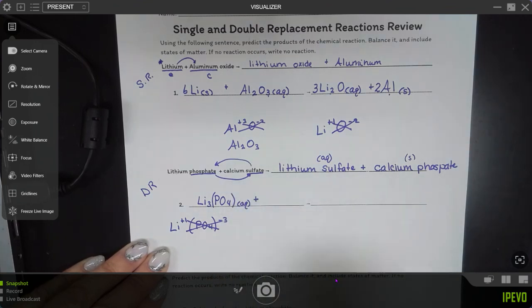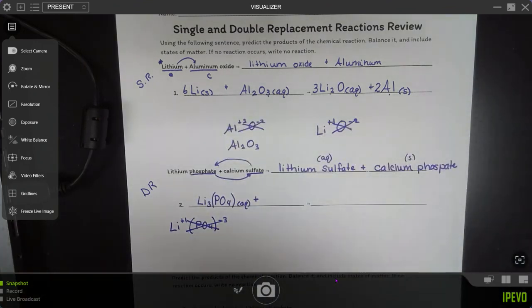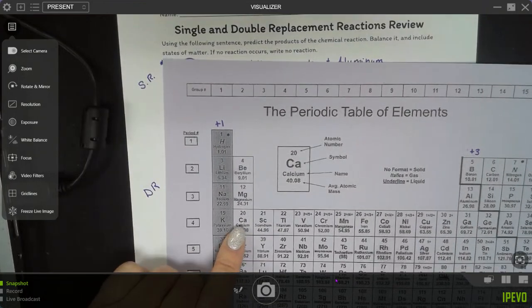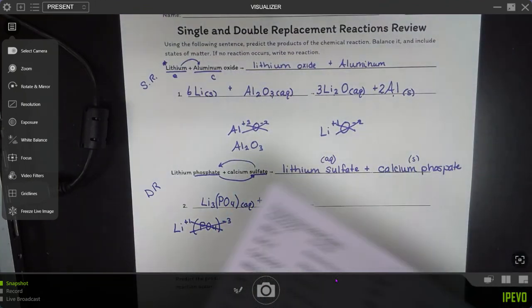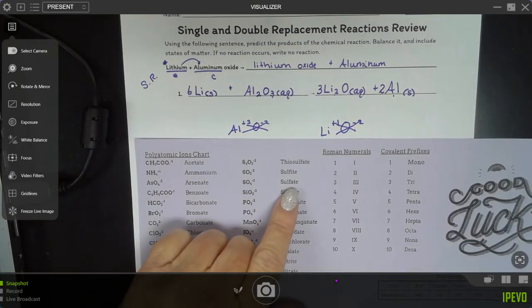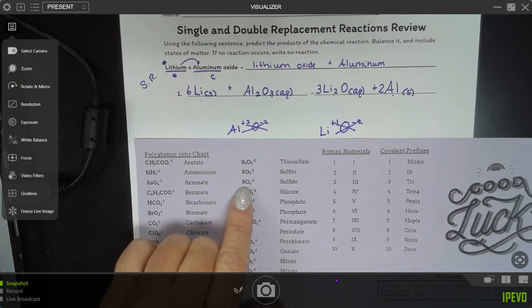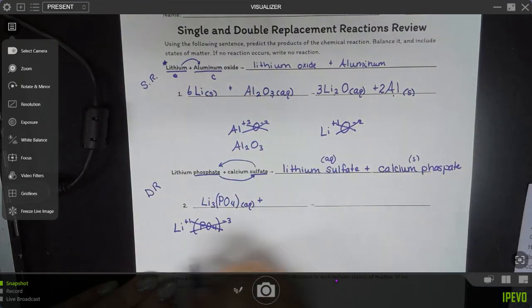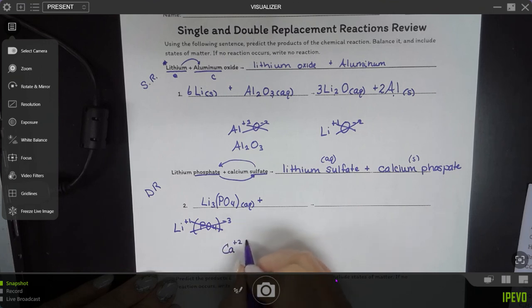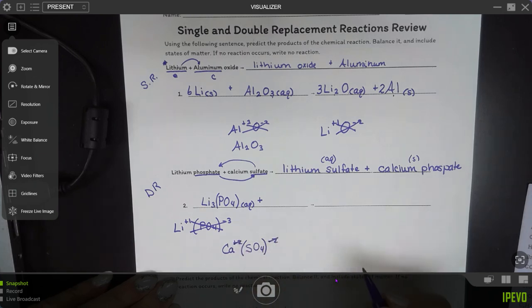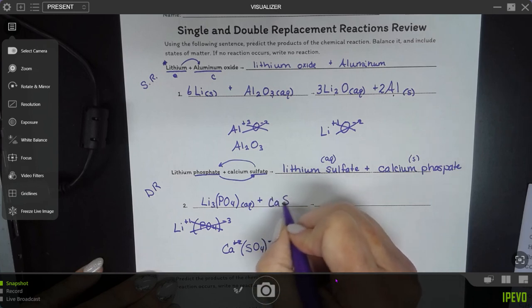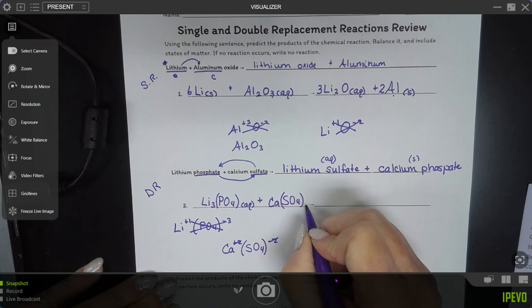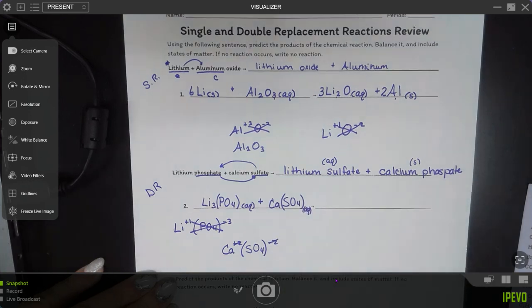All right, next we have calcium. If I look on my periodic table, calcium's in group 2, so calcium has a +2 charge. And then sulfate is back here on my polyatomic ion chart, SO4, with a -2 charge. So I have calcium +2, sulfate -2. Since those are equal and opposite, they cancel out. So we end up with CaSO4. All right, that's aqueous.